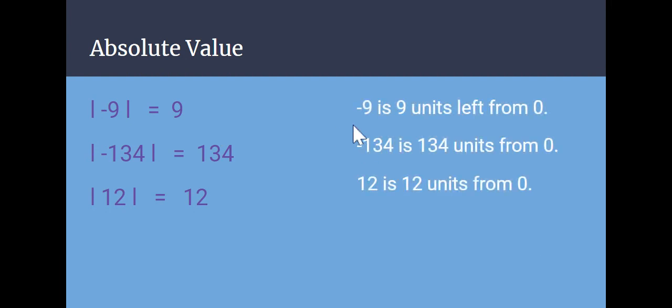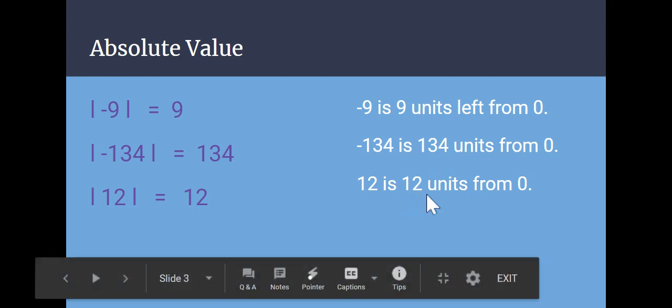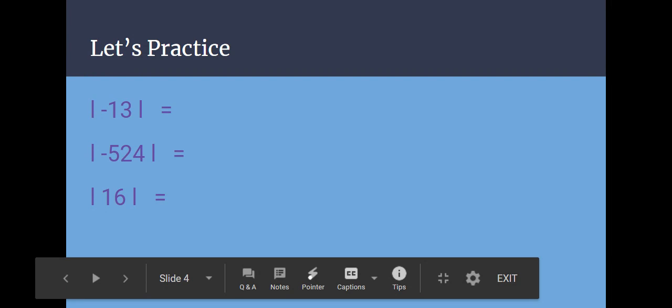All right, so here's our explanation for our answers. -9 is 9 units left from 0. -34 is 34 units from 0. And 12 is 12 units from 0. So absolute value is just the distance from 0.